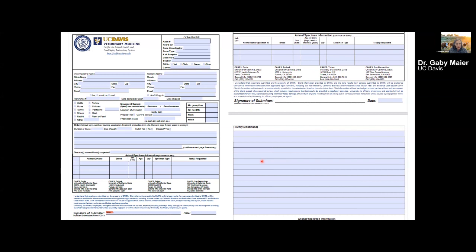So this is again the submission form, and this is the second page. And I just wanted to show you this to give you an idea how much room you have to write. So this is all for history. So there is really no excuse in not filling it in. This form can be filled in on the computer. So when you download it, all those bluish areas, you can type in those. So, it makes it easier. I mean, some people prefer that. Some people may want to print it out and fill it out by hand.